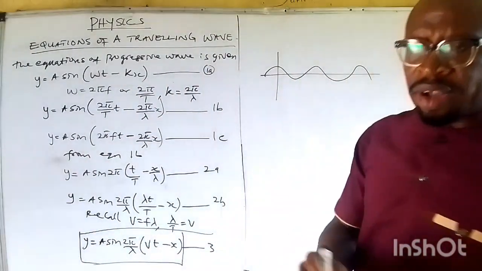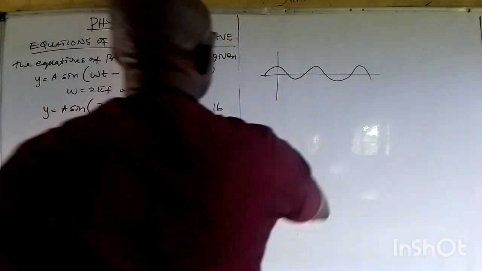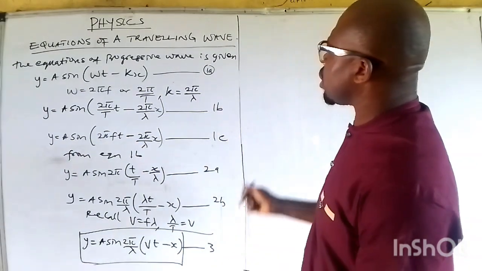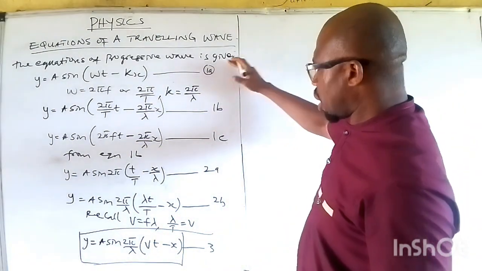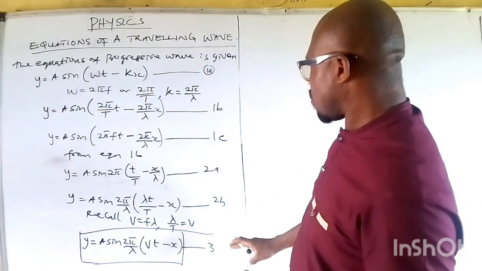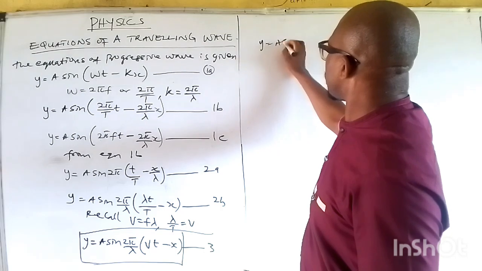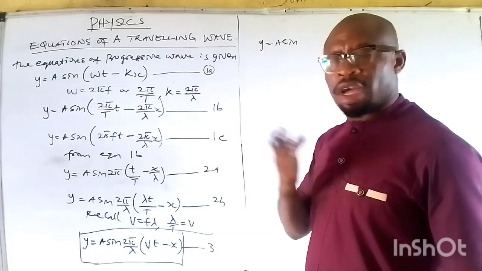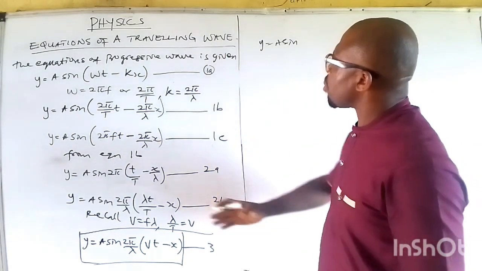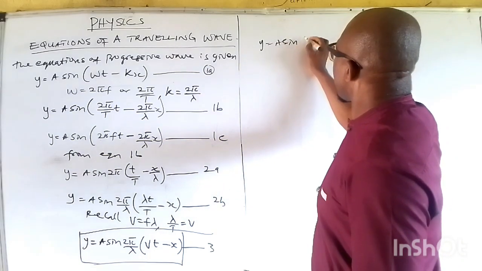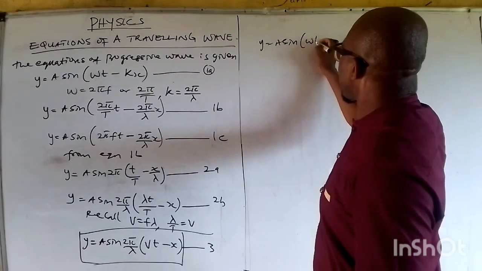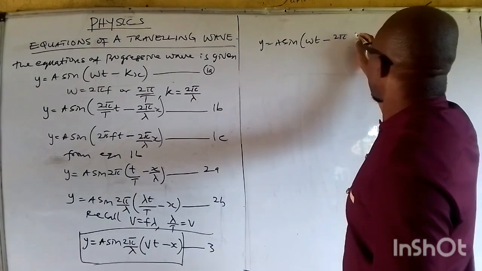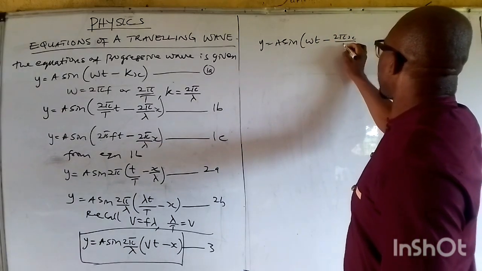Now we can still have another equation. We can still have y is equal to a sine. There are so many wave equations we can derive from here. We can also have y is equal to a sine (omega t minus 2 pi x all over lambda).